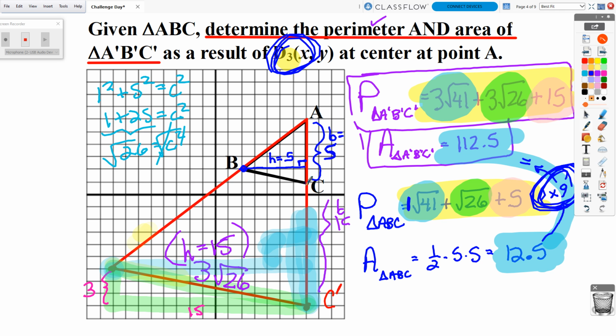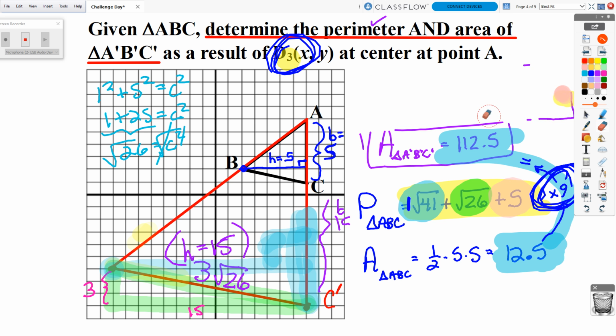All right. Now, here's why this is going to work the way it is. I'll explain a little bit more, and we'll wrap things up here. If I go back and look at how I originally did the 112.5 area, let me clear off the perimeter here. So how did I get that 112.5? I took 1/2 base times height, and the base and the height were both 15s. Oh, so the original base was 5, and the new base was 15.